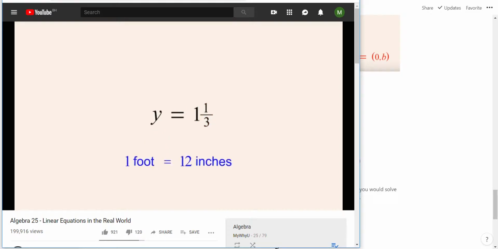Now, since there are 12 inches in a foot, 1/3 of a foot is 12 inches divided by 3, or 4 inches. So, 1 1/3 feet is 1 foot 4 inches. We can therefore deduce that when your guests arrive, your pool will contain exactly 1 foot 4 inches of water.